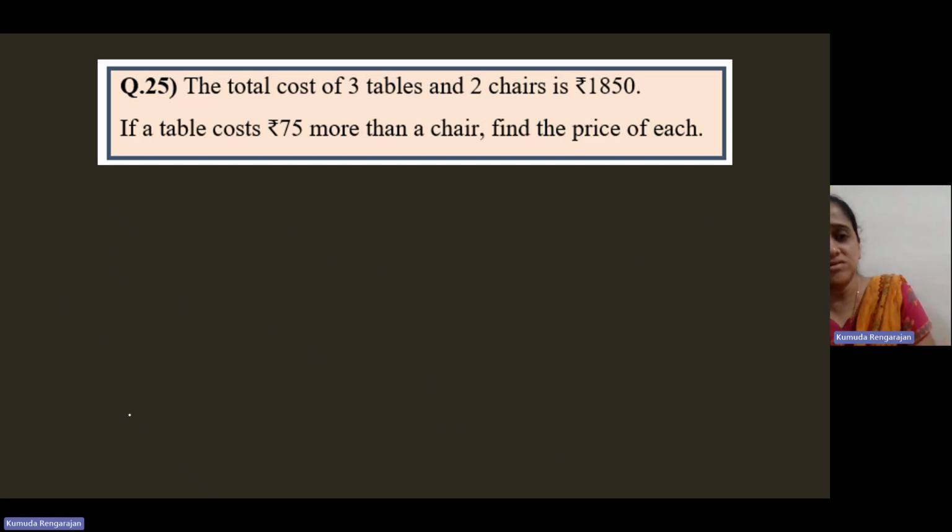And what you notice is that a table costs 75 rupees more than a chair. Whatever is the price of the chair, the price of the table is 75 more than that. If chair is 100, table is 175. If chair is 200, table is 275. If chair is 1,000, table is 1,075 rupees. So if chair is x, table is x plus 75.